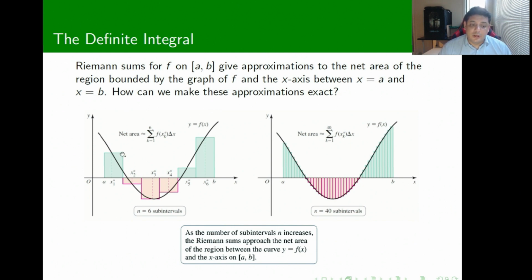We can just go ahead and do Riemann sums for this. We first have a certain partition. Here we see an example with 6 subintervals of this partition, and then we do a partition with 40 subintervals. So you can see that we have exactly the same situation. We approximate, and we're going to reduce the error the more approximations we make.